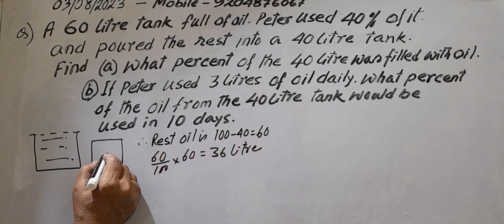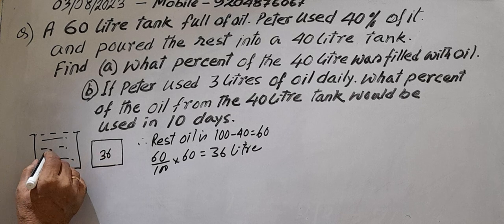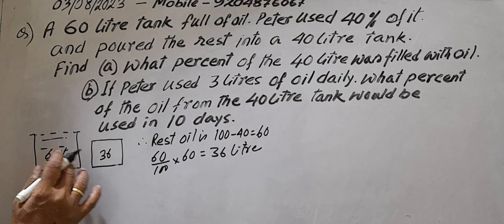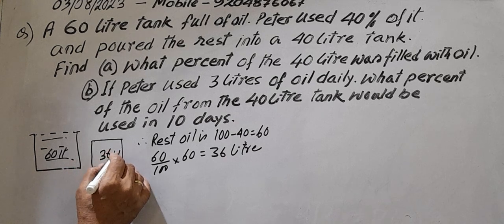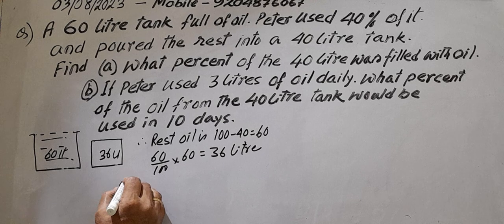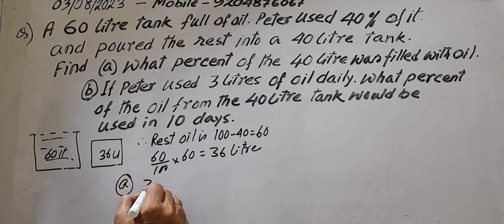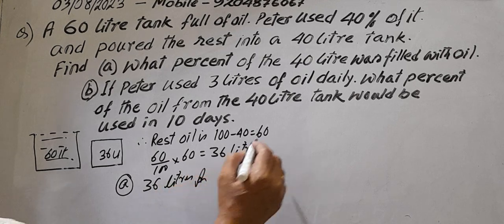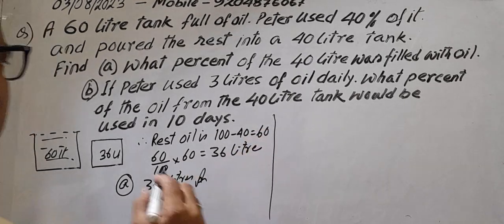पर इसका यहाँ पर 36 लीटर होगा. ये वाला 60 लीटर का था, नेट इज 60 लीटर. अब ये वाला 36 लीटर का हो गया. तो फर्स्ट क्वेश्चन इज ओवर. नंबर वन ए का आंसर जो होगा दैट इज 36 लीटर. क्लियर. एंड सेकेंड बी पार्ट में क्या बोल रहा है.